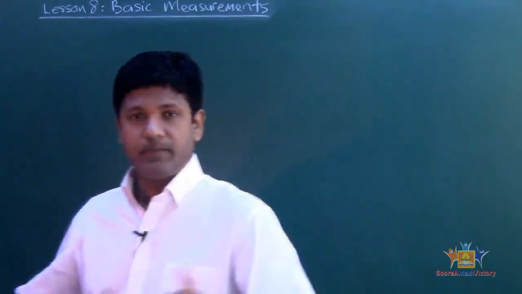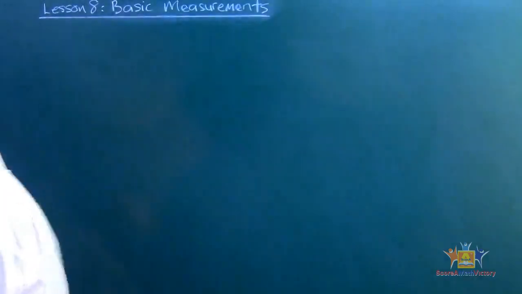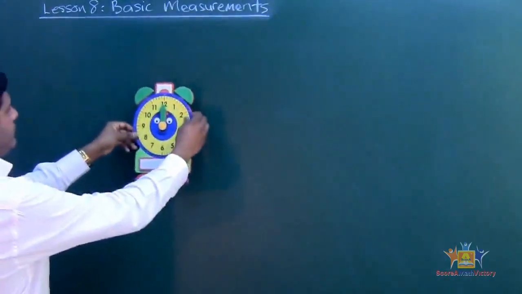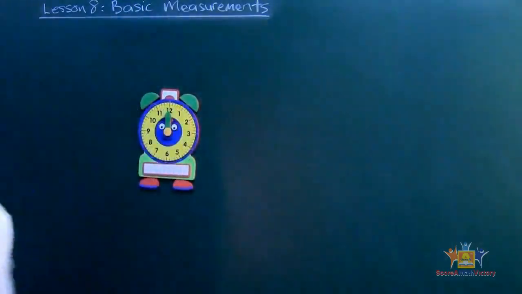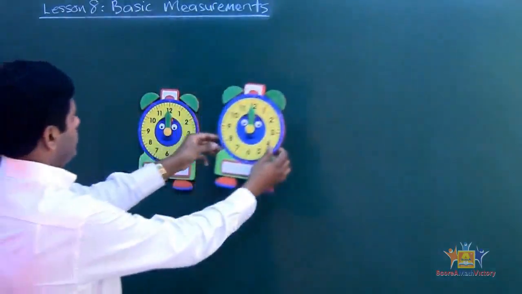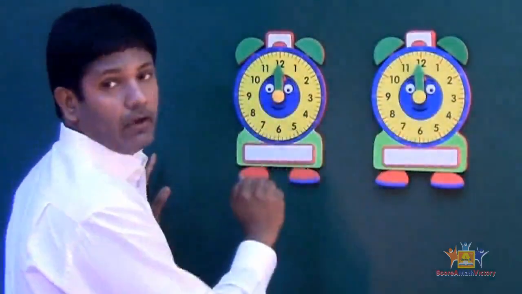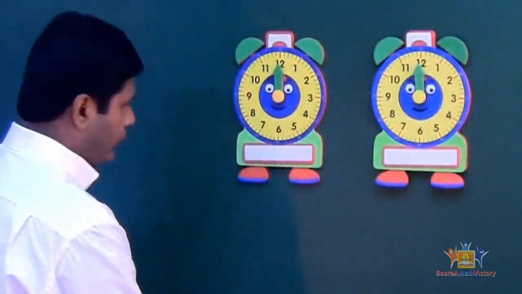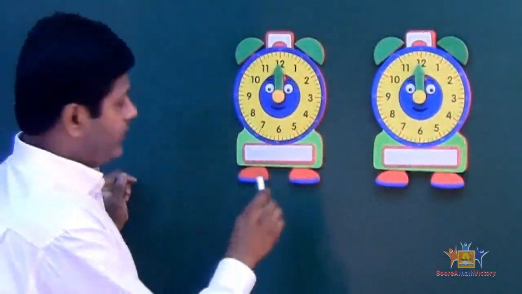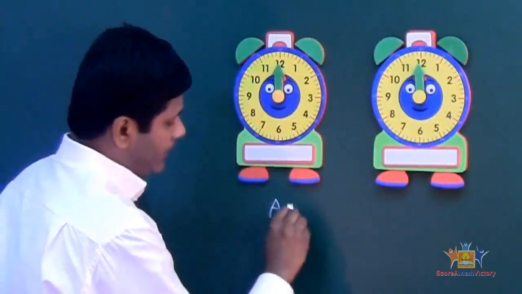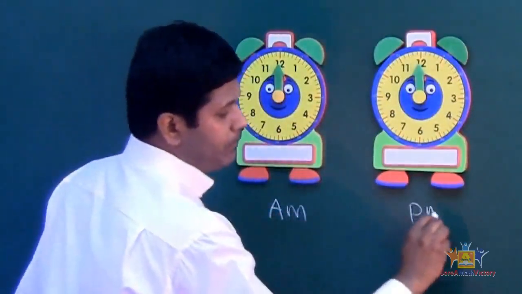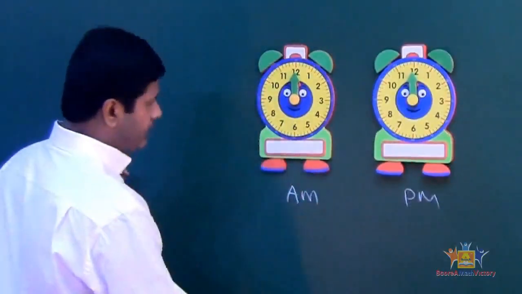Alright? So let's say for example Mr. Mac had a clock here, okay? So let's put this clock up here. Let's put the first one and then let's put the second one. Alright? So as you can see, Mr. Mac has two clocks here, right? The reason why I put two is because one represents the morning, the AM, and the other one represents the PM, alright?